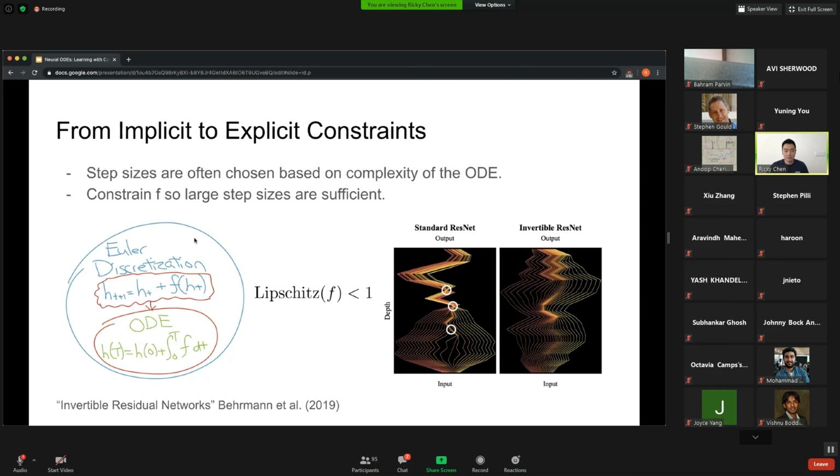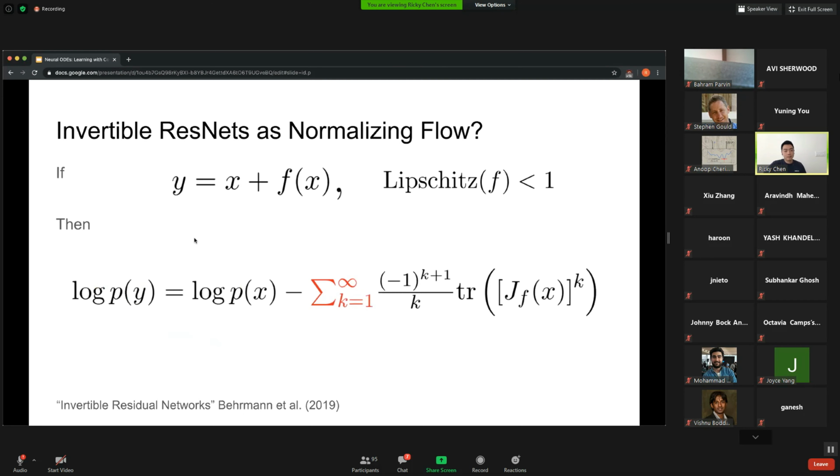So based on this, we constructed invertible residual networks that have the same functional form as a standard ResNet, but it's constrained to always be bijective. And this visualization on the right shows that standard ResNets might end up learning reflections in the middle, while invertible ResNets are constrained to never cross paths. All right, so once invertibility is satisfied, we can again use the change of variables formula to create a normalizing flow, a tractable generative model based on residual networks.